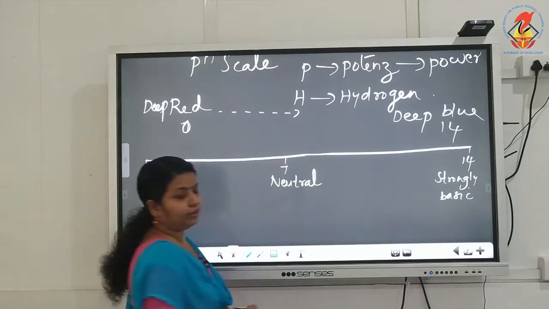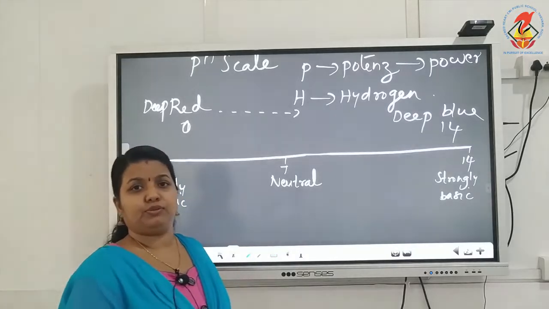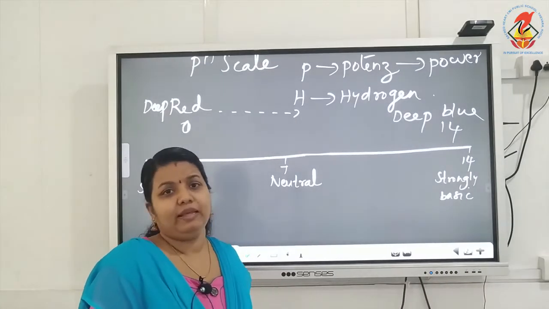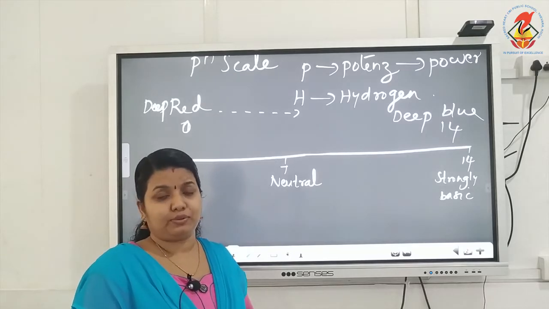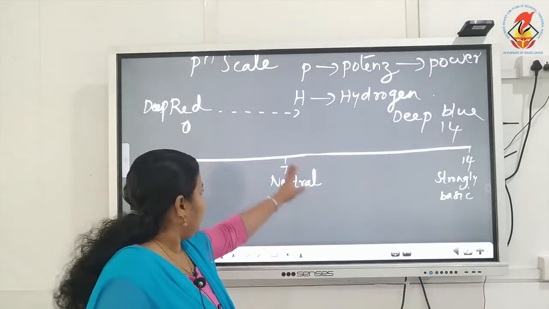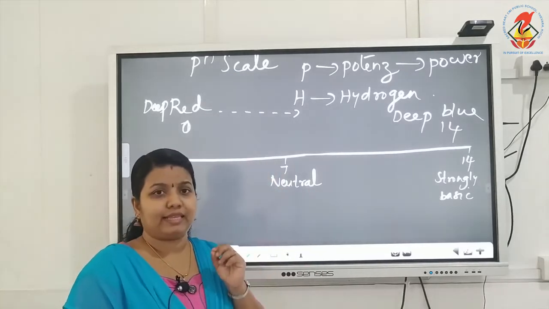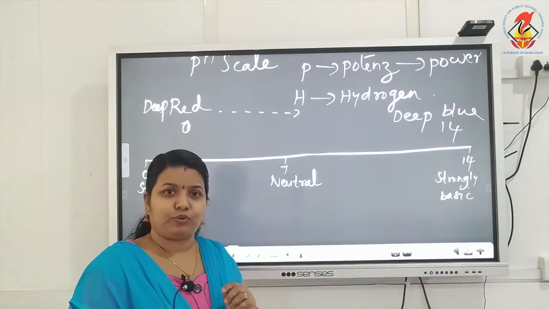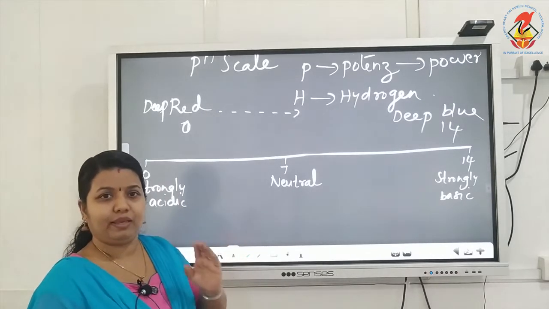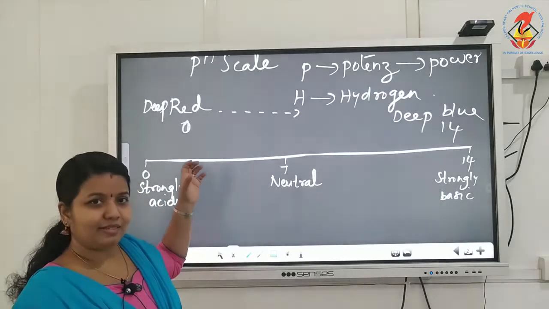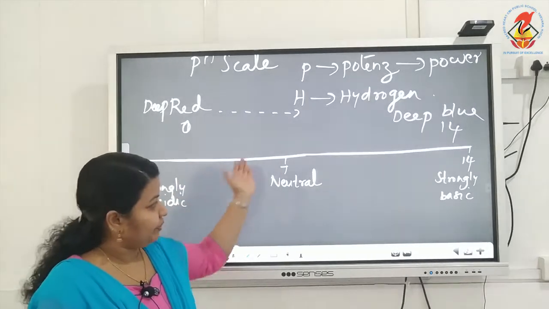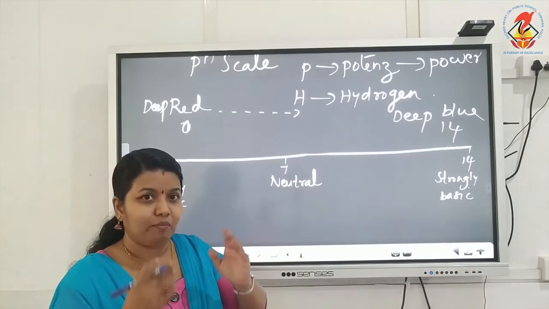In 7th standard, you have learned about neutral solutions, solutions which are neither acidic nor basic. They are like salt solution, distilled water, sugar solution. They are neutral solutions and their pH value will be exactly 7. The color corresponding to a neutral solution is green. For strong acids, it will be in the reddish range, and for strong bases, it will be in the bluish range.